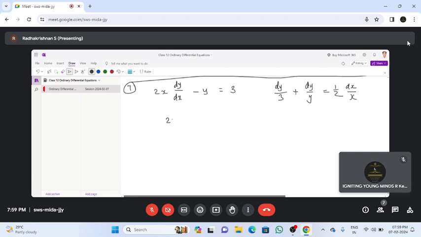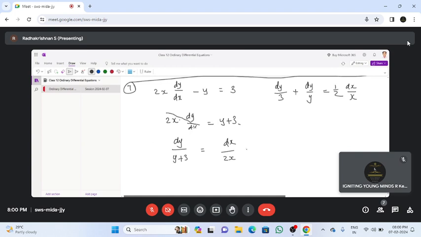Correct. So you should write first like this: 2x dy by dx equal to y plus 3. So what is the next step? Because it's very clearly the variables are separable. dy by 3 plus y is equal to dx by 2x. dy by y plus 3 equal to dx by 2x. Correct?